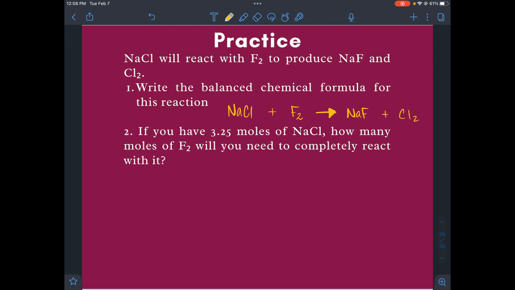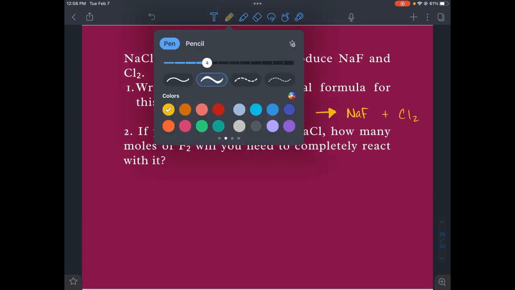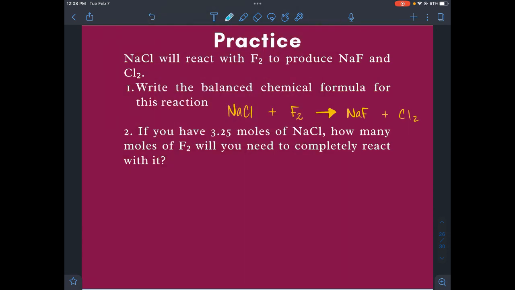So now we need to balance the equation. I see that my F and my Cl have 2, and so I need to make 2 chlorines on the left-hand side. Chlorine is now balanced. 2 fluorines on the right-hand side. Fluorine is now balanced. And sodium took care of itself. Sodium is now 2 and 2 on both sides. Looks like we're good to go.